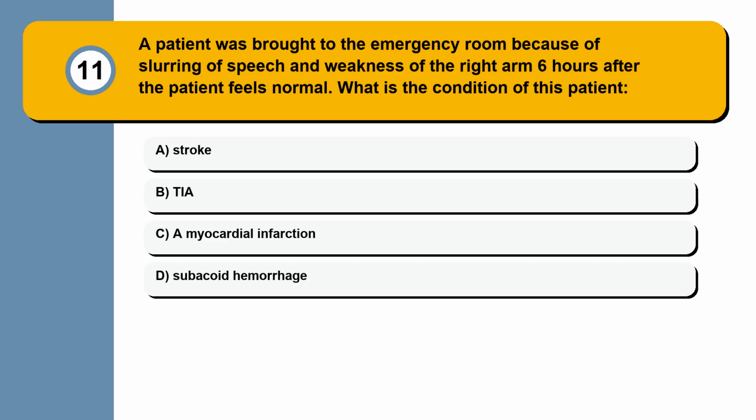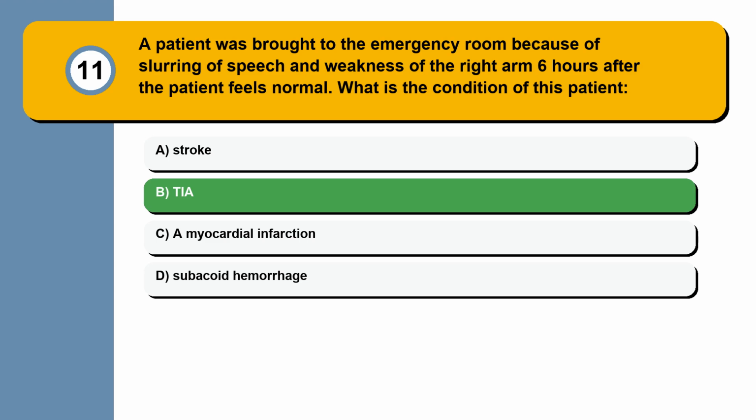Question 11. A patient was brought to the emergency room because of slurring of speech and weakness of the right arm. 6 hours later the patient feels normal. What is the condition of this patient? Here are your options. Option A, stroke. Option B, TIA. Option C, a myocardial infarction. Option D, subarachnoid hemorrhage. The correct answer is option B.